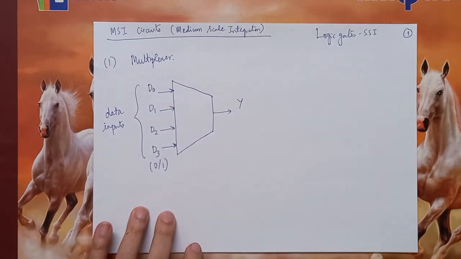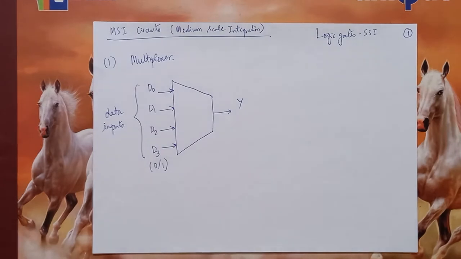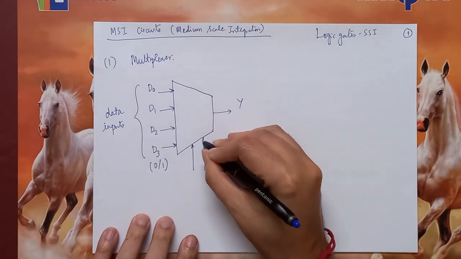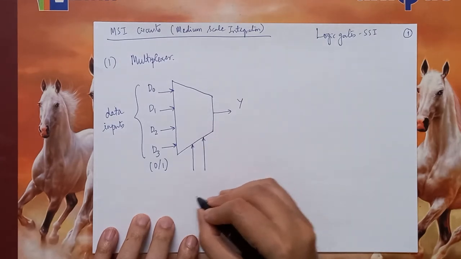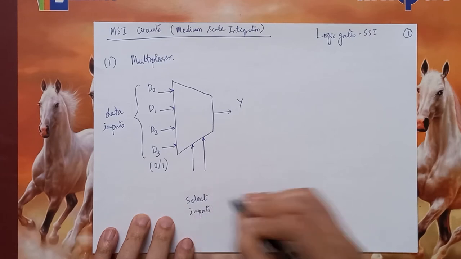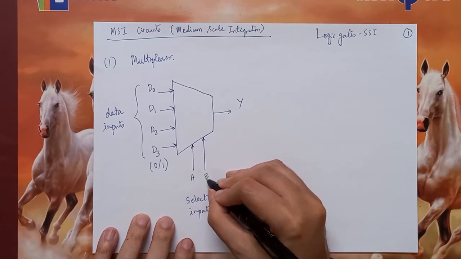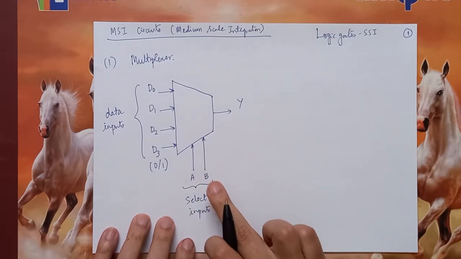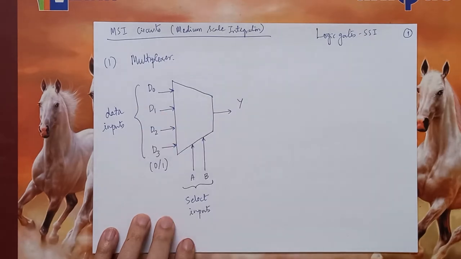So think of the data inputs as the shops in the mall. These shops are there, and you can choose any one of those. Now, how do you choose 1 out of 4? Well, the multiplexer has 2 additional inputs, which are called select inputs. Let's call them A and B. Now, why did I put 2 select inputs? Because 2 raised to 2 is 4.